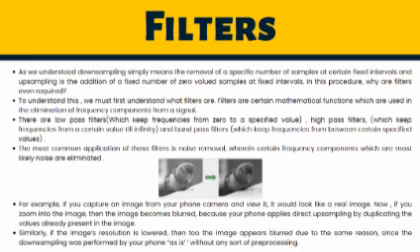So if you capture an image from your phone camera, for example, and view it, it will look like the image which you have already captured. It is an identity transformation. But now if you zoom in, the image becomes blurred because your phone applies direct upsampling by duplicating the values already present in the image.